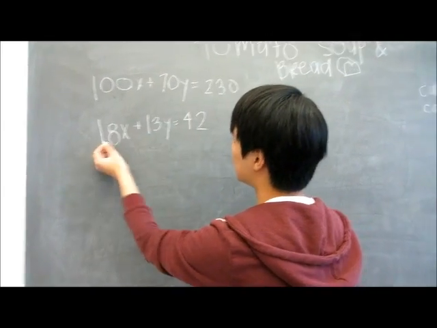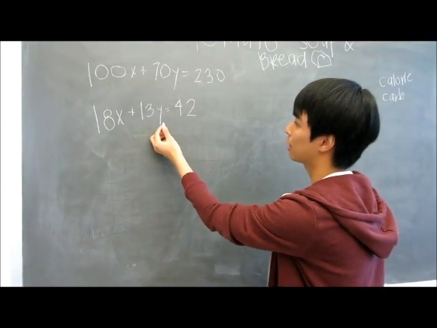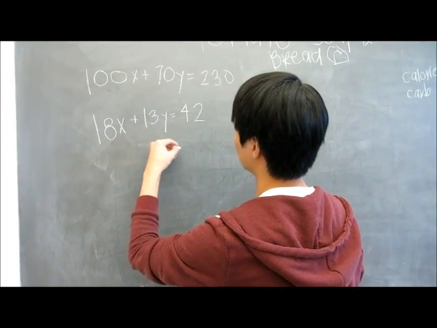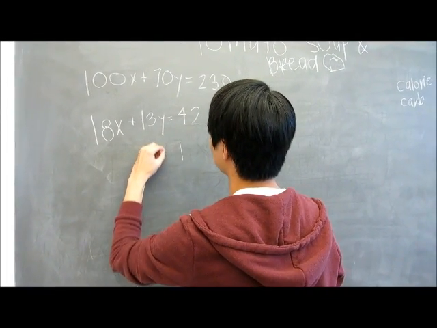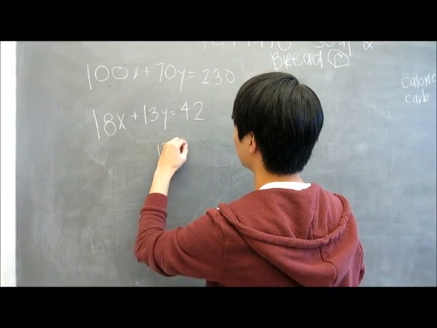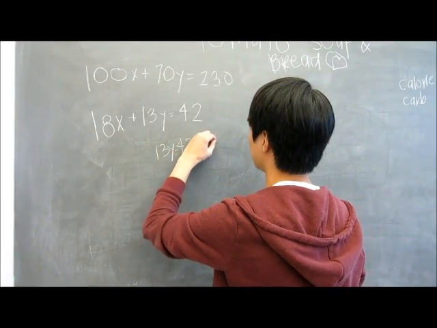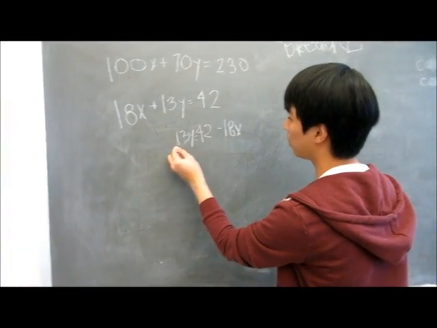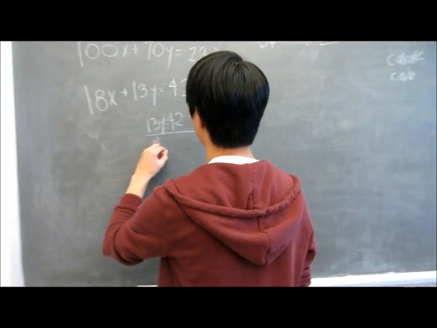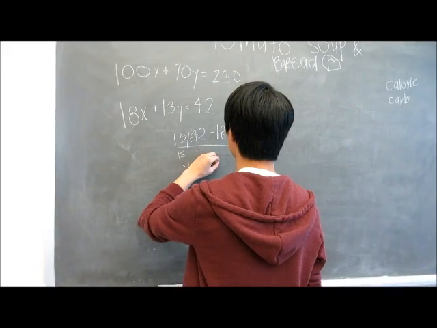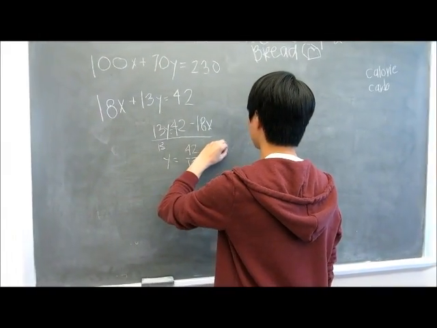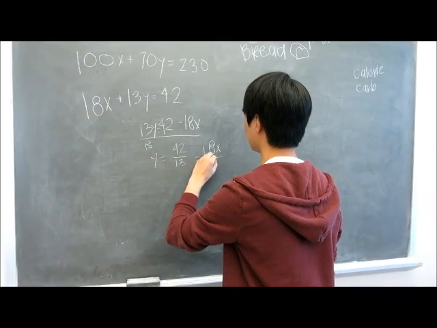And to find y, we take this equation and we separate y by itself. And to do that, we subtract 18x, so it's 13y equals 42 minus 18x. And to separate the 13 from the y, we divide by 13, and that gives us y is equal to 42 divided by 13 minus 18x divided by 13.